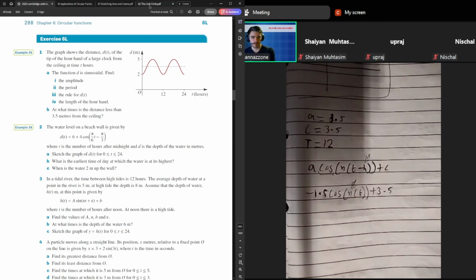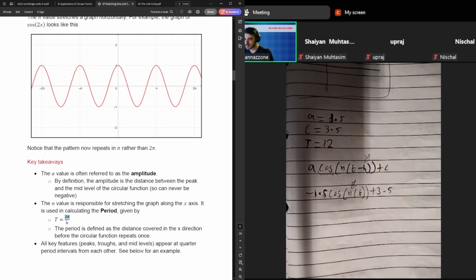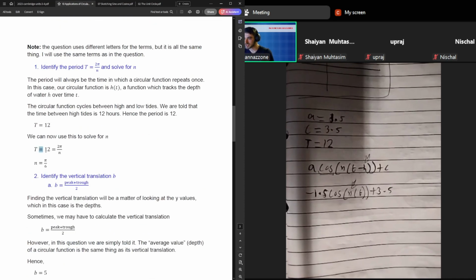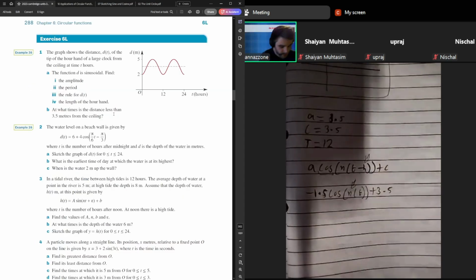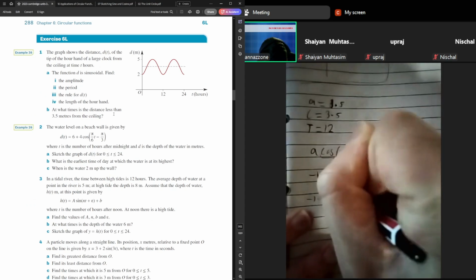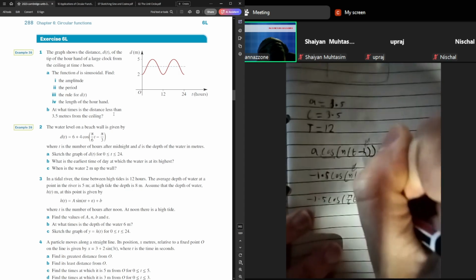That is our period, capital T, which we can then substitute into our equation. To show what that looks like in the previous notes, we've actually done this exact thing, right? Period was 12, just like ours is. Equate it to 2 pi over n, because that's what the period calculation is. N is the only unknown in there, and thus you're going to get pi over 6 as your n value. So putting this all together, minus 1.5 cos pi over 6t plus 3.5.